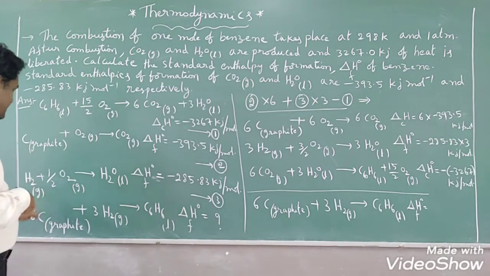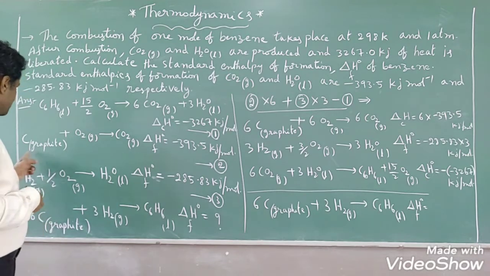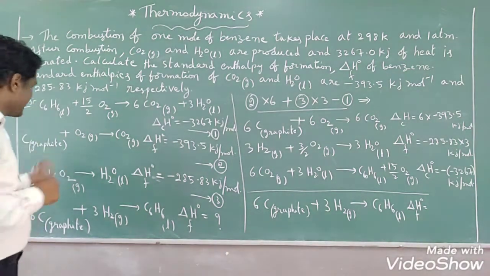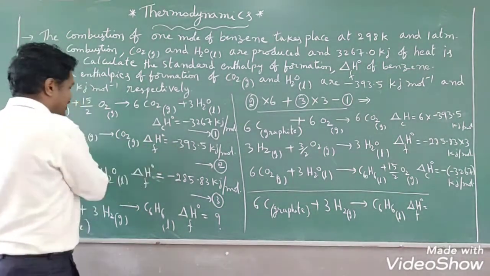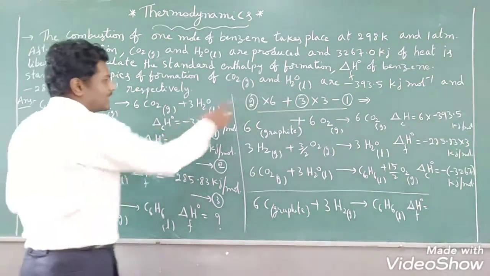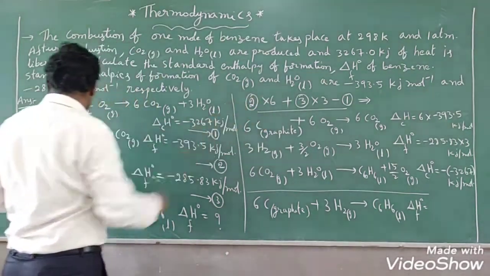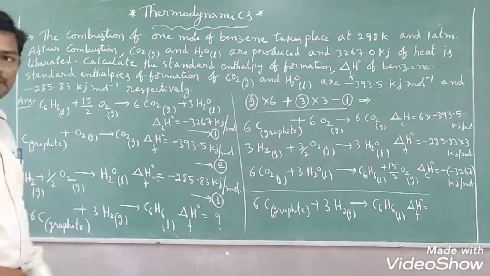Reactant side only we want. So reactant side only present. But how many moles are there? 1 mole only there. But we required 6 moles. So that's why equation number 2, the whole equation, I have multiplied with the 6 to get 6 moles of carbon.